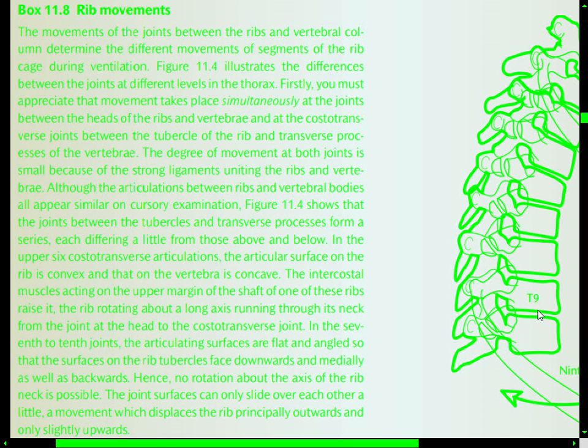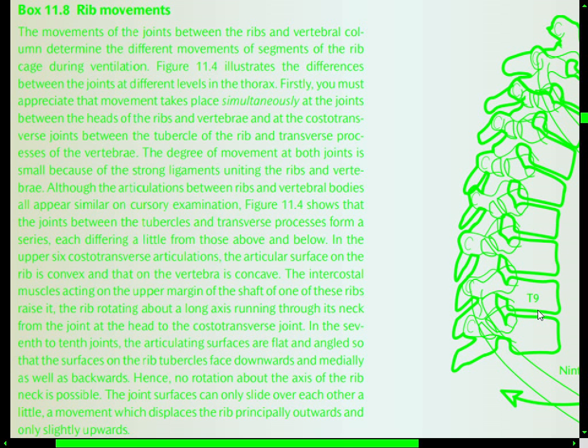The rib rotates about a long axis running through its neck from the joint at the head to the costotransverse joint. This is not very widely understood. When this box says the rib is rotating about a long axis running through its neck from the joint at the head to the costotransverse joint, this is not very understandable.